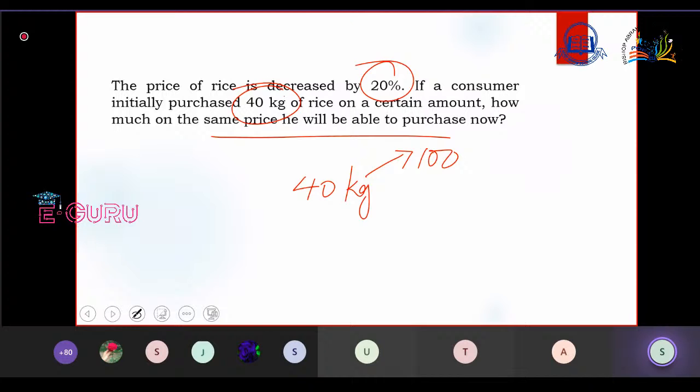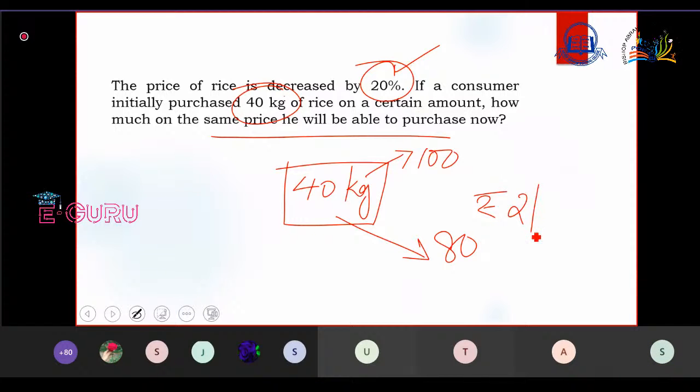Now what happened? There is a decrease of 20%, right? So instead of 100, now he needs to give only 80 rupees because 20% price is decreased. That means for buying 40 kg, the current price is 80 rupees only. So 40 kg if you can buy for 80 rupees, what is the price, 2 per kilogram? Am I right?